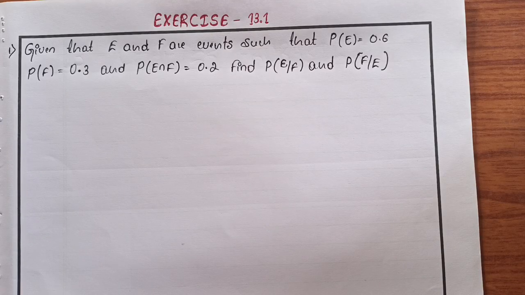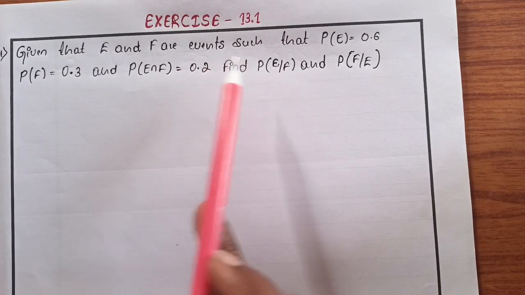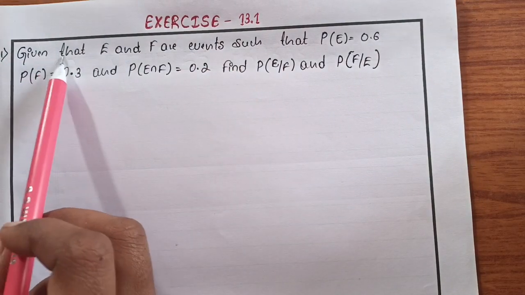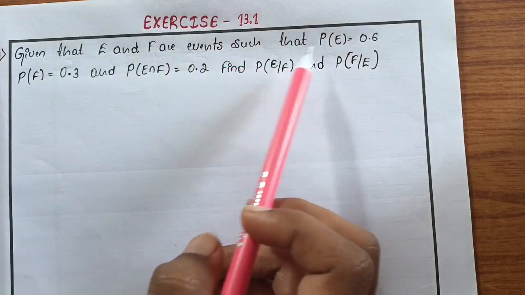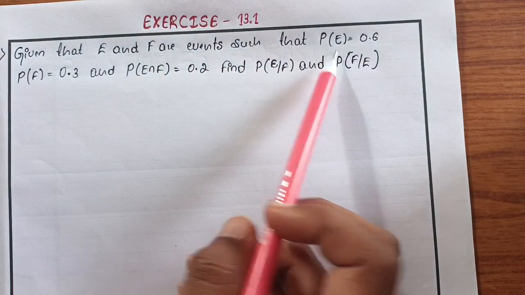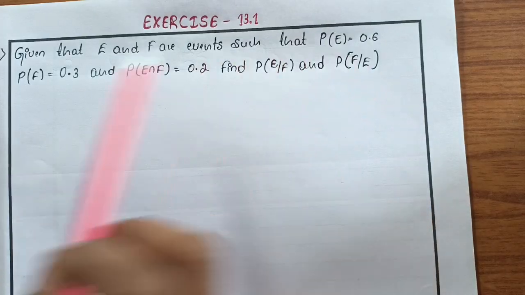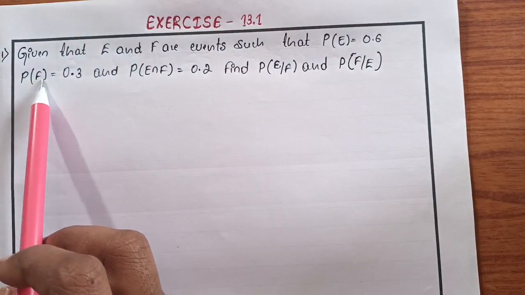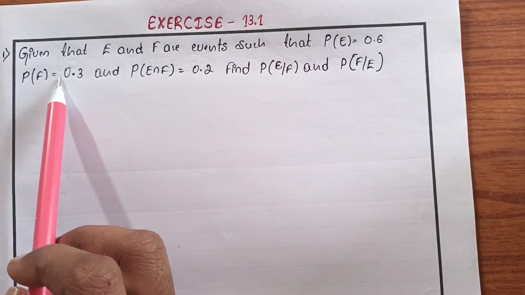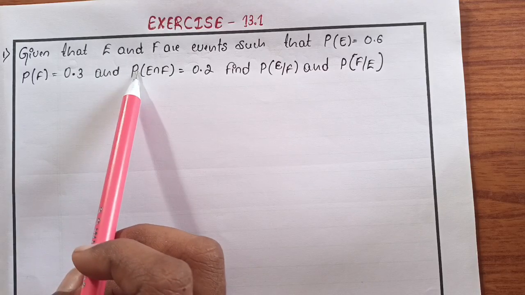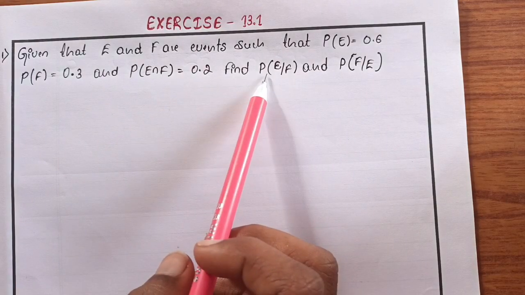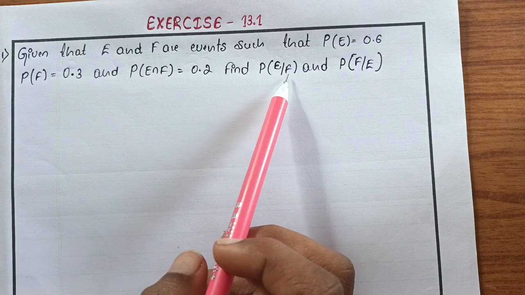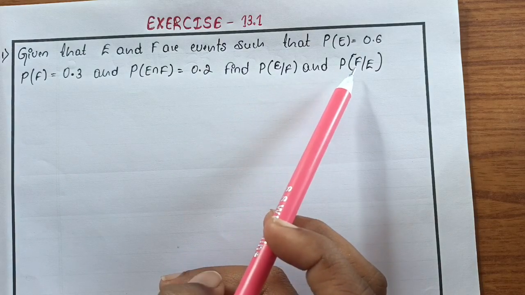In this class, we have to study exercise 13.1. First question is, given that E and F are events such that probability of event E equal to 0.6 and the probability of event F equal to 0.3 and probability of event E intersection F equal to 0.2. Find the probability of E by F and probability of F by E.